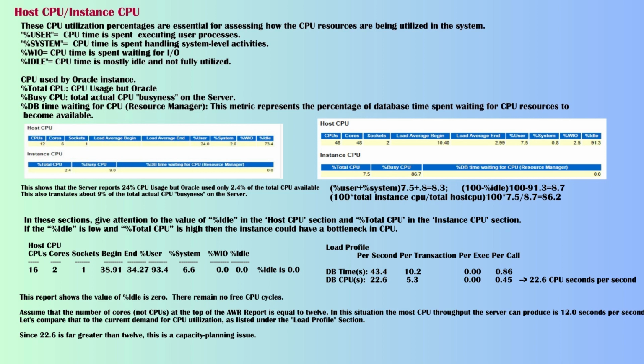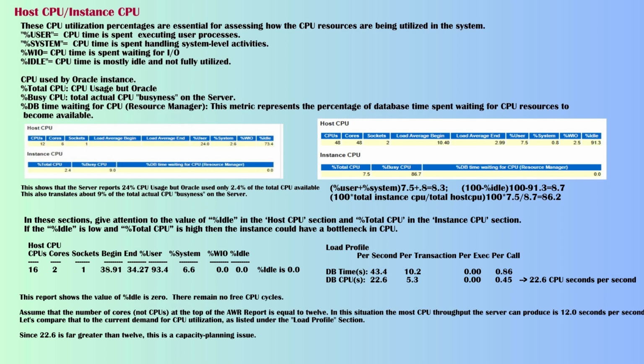Host/instance CPU. The CPU utilization percentages are essential for assessing how the CPU resources are being utilized in the system. Look at the host CPU and instance CPU sections. In these sections, give attention to the value of % idle in the host CPU section and % total CPU in the instance CPU section.